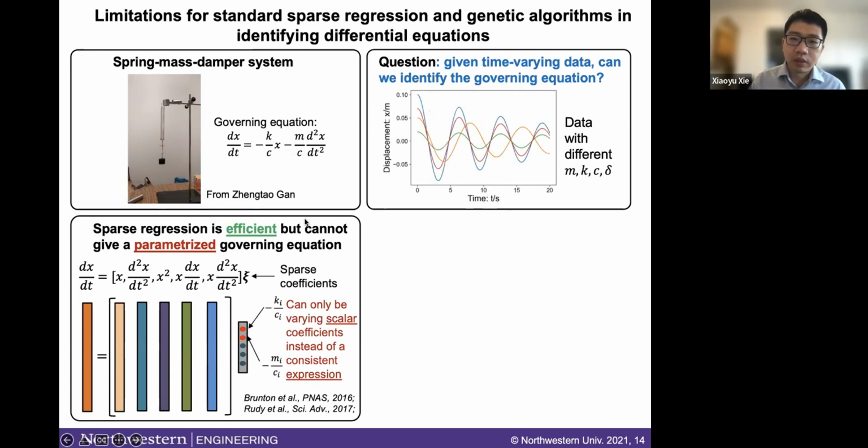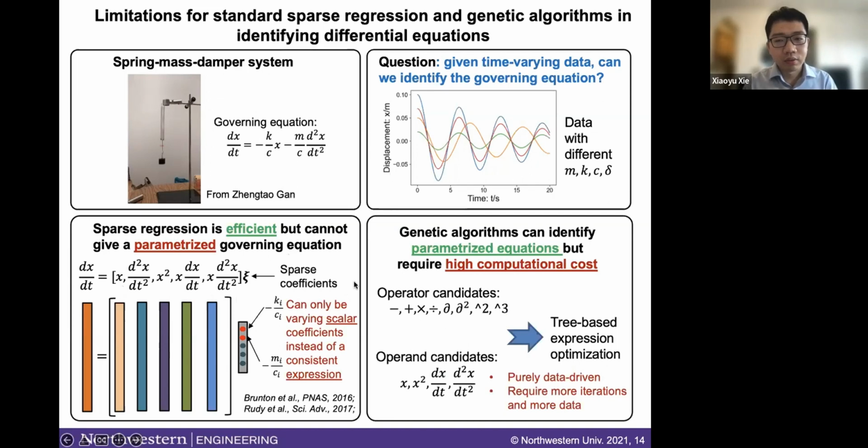If we use sparse regression like SINDy, it is very efficient because the left-hand side is first-order derivatives, and the right-hand side is a library. Basically, the library relates to different parameters, like different derivatives and some combinations of the derivatives. And we try to find the sparse coefficients for this. It is great and efficient because this is only a regression problem. But the problem is for each experiment, for given m, k, c, delta, we only have a scalar coefficient. We cannot have a constant expression for this coefficient. So it cannot give us a parametric governing equation. Even though we could combine different combinations of parameters into the library, it would be much more complex.